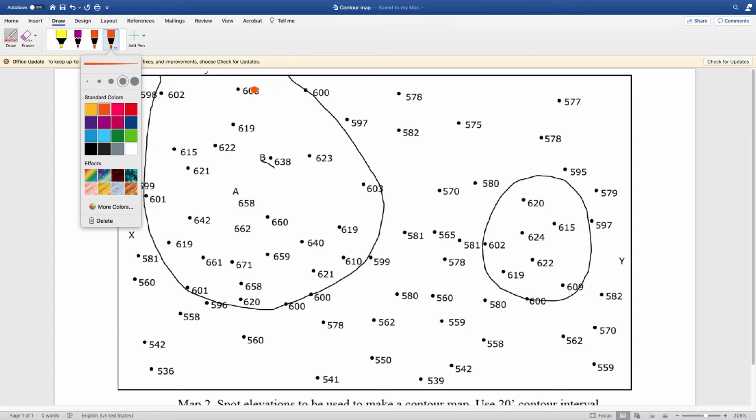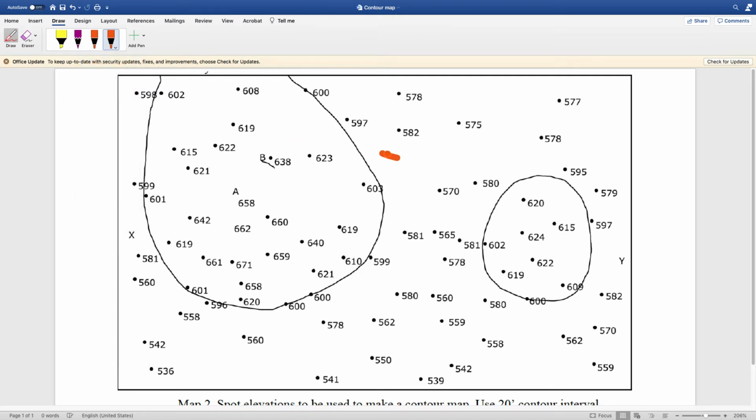So a couple of things, contour lines cannot cross. We could never have a 620 line that goes across and does this to the 600 line. It's impossible to have two different elevations at the same location. So we'll get rid of that.